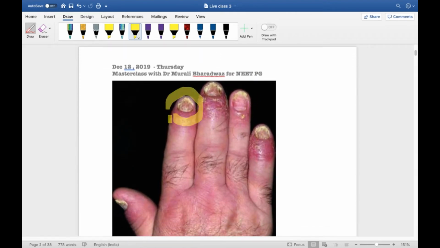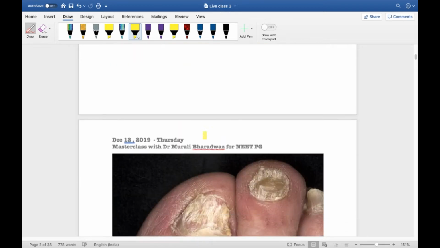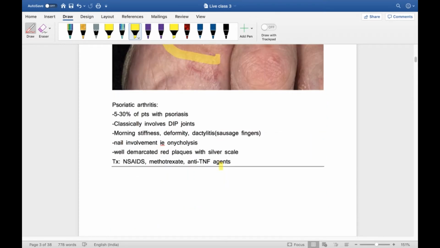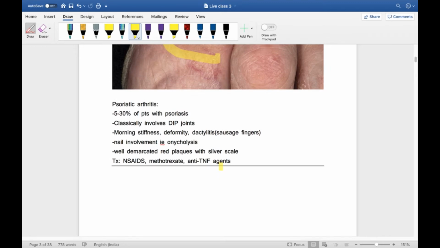This is another classical feature where you are able to see onycholysis in a case of psoriasis. Then this is another example of onycholysis, classical appearance in the case of psoriasis. Tomorrow's NEET PG exam, when you get an image-based MCQ, ditto. Don't ask me, doctor, why I didn't tell you before the exam. Of course, my job is to tell you before the exam.